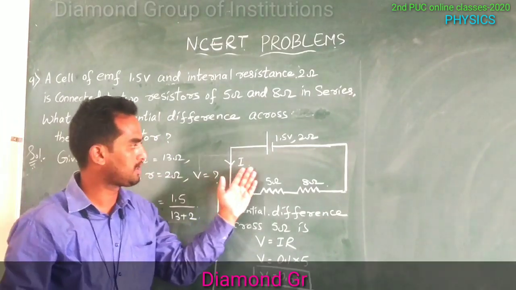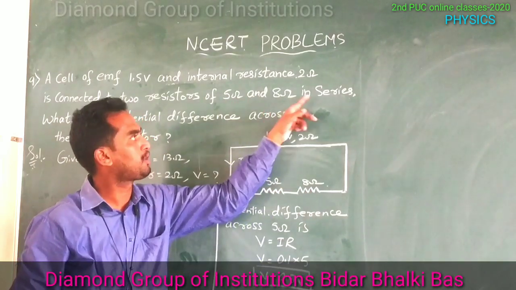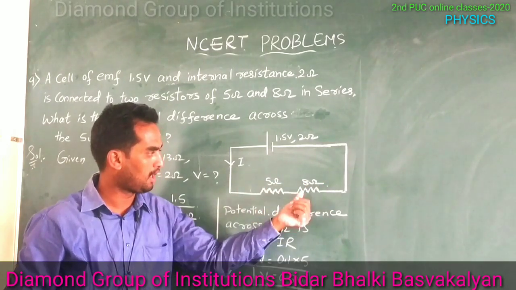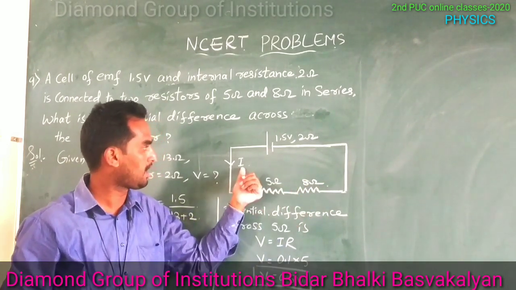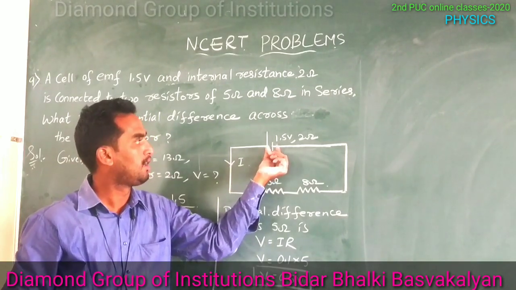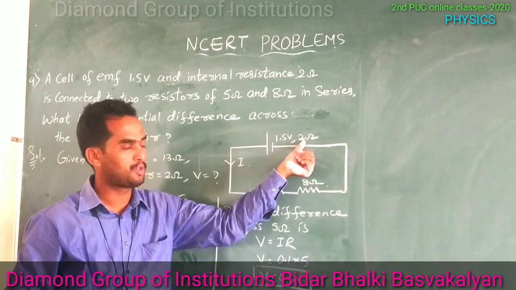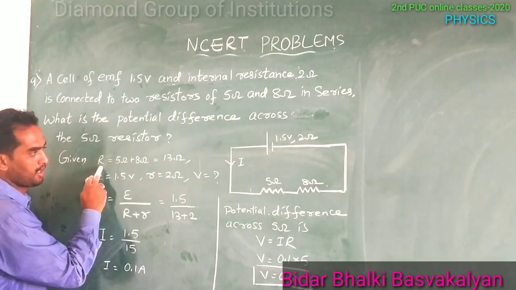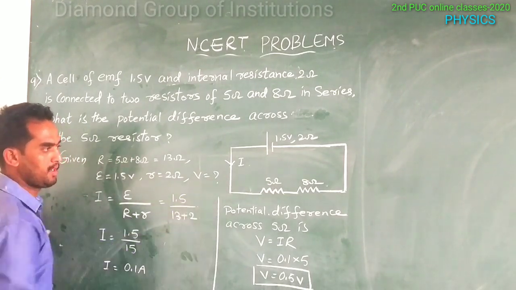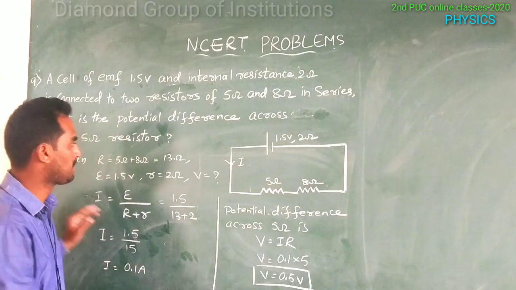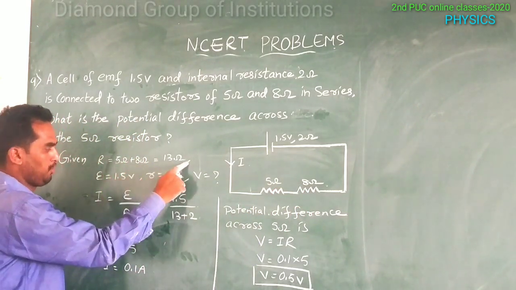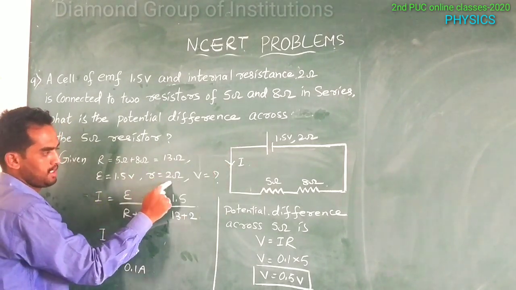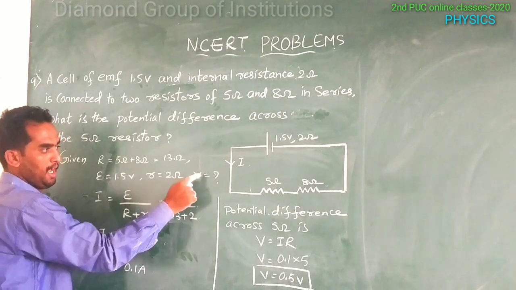We can draw the circuit like this. 5 ohm and 8 ohm must be connected in series. This is the 5 ohm as well as the 8 ohm, and both are connected in series. And here I is the current, and this is the cell with EMF 1.5 volt and 2 ohm internal resistance. See here, given values: capital R, both are connected in series. That's why R is equal to R1 plus R2. So 5 ohm plus 8 ohm becomes 13 ohm. And the EMF value is given as 1.5 volt and the internal resistance is 2 ohm.